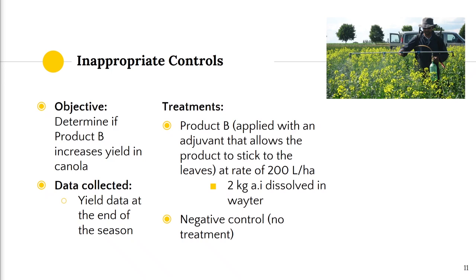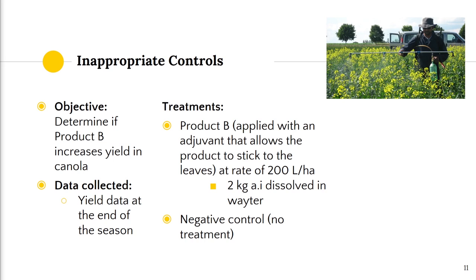Here's a really simple example that illustrates the point. You're going to figure out if product B increases yield in canola. Pretty simple task, right? You're going to collect yield at the end of the season, and you're going to see if product B can increase yield. So you apply two treatments. You have your negative control with no product B, nothing applied, just regular canola. And then you have product B. You're going to apply product B in a spray. You're dissolving product B in water and applying it to the crop. That's very commonly done for crop inputs.